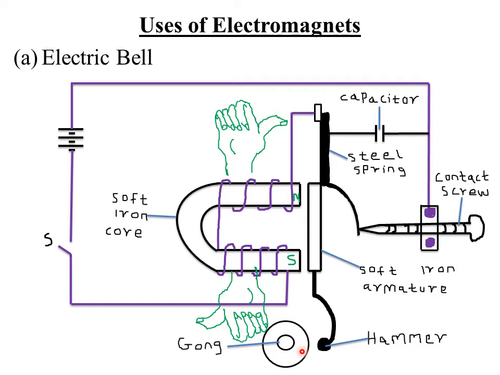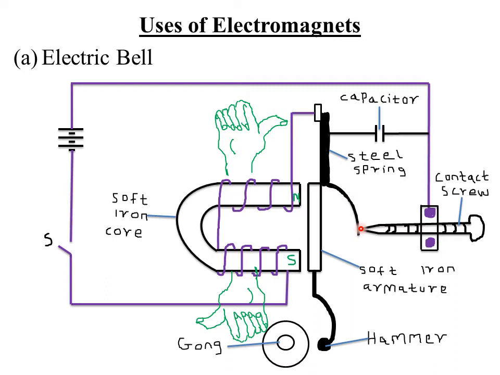So when the switch S is closed, the current flows through the circuit and the core becomes magnetized. Then the electromagnet induces magnetism in the soft iron armature, which is then attracted to the poles of the electromagnet. So the hammer attached to the armature thus strikes the gong. Then we are also saying that the attraction of the soft iron armature separates the contact, therefore breaking the circuit, so that current does not flow through the soft iron core. Therefore, the magnetism in the core dies off and the spring returns the armature to its original position.